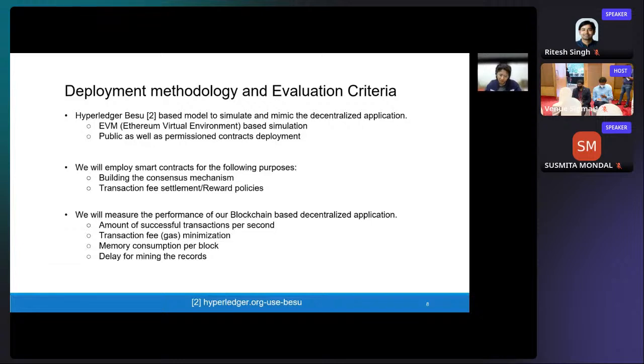Now, we would like to measure the system performance on the basis of the number of successful transactions per second, transaction fee minimization, memory consumption per block, delay, and mining record. We would like to compare both the private network and public network performances for our proposed model. Basically, we can't compare related works like Plastic Bank and the Agora Tech Lab because they have not given insight into their blockchain model.